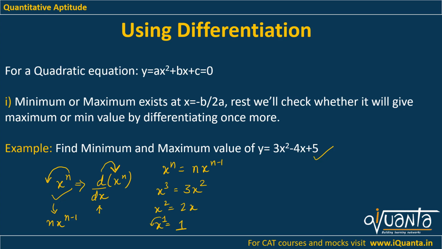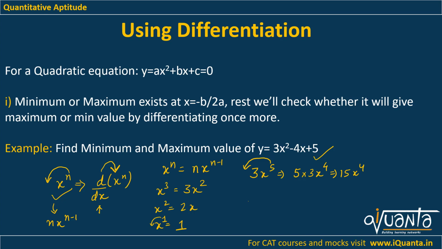What if I ask you the differentiation of say 3x to the power 5? You will simply put this power in front, so it will become 5 into 3x to the power, decreased by 1. Earlier it was 5, now it will become 4, so we'll get 15x to the power 4. So that is how you differentiate a term in terms of x with respect to x, okay?